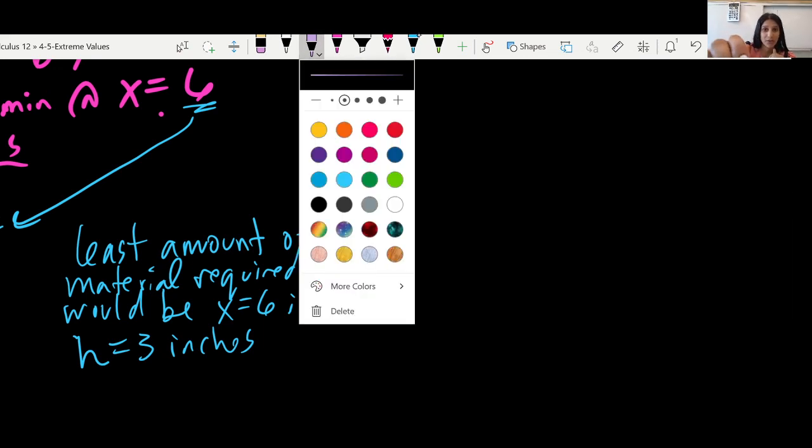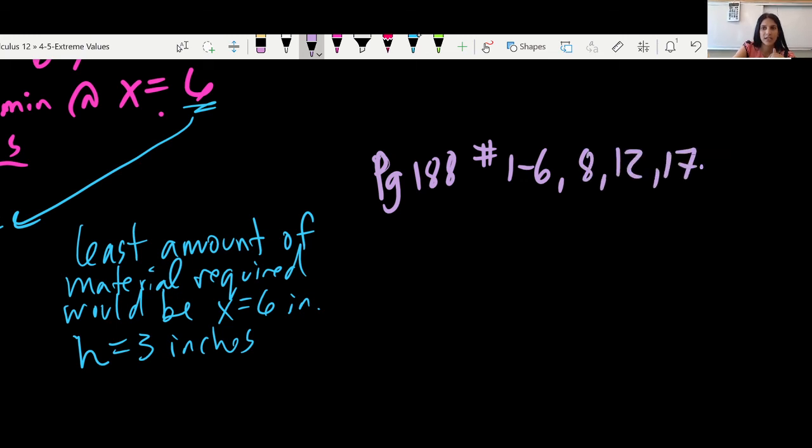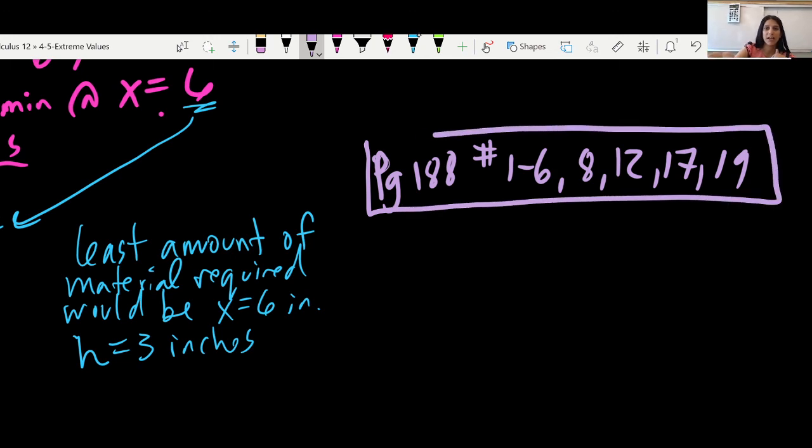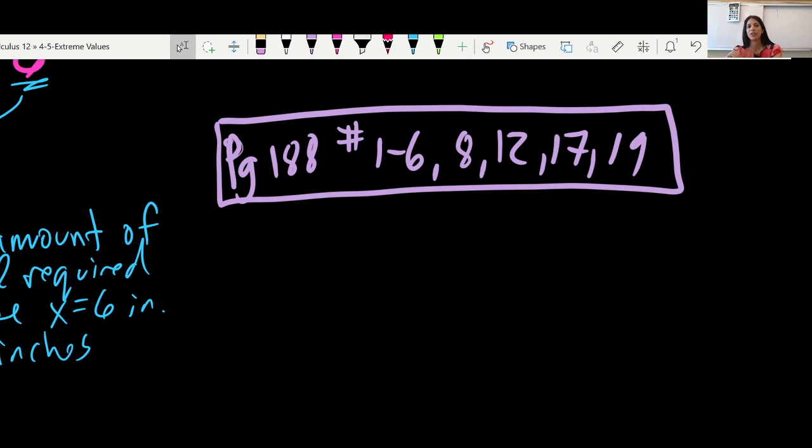So I would like for you to work on page 188, numbers 1 to 6, 8, 12, 17, and 19. I feel like that's quite a bit. Give it a shot, and if you are finding it's too much, you can knock off the last few and just do up to 12. But that should be quite enough, and that's the last section from this unit.